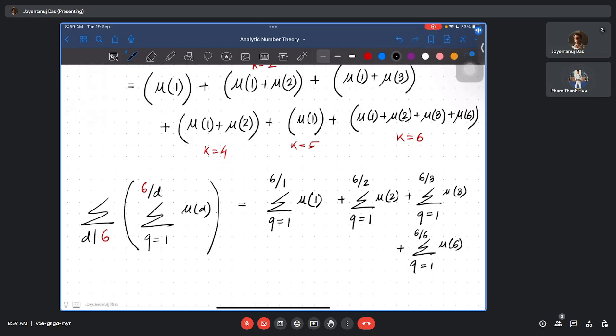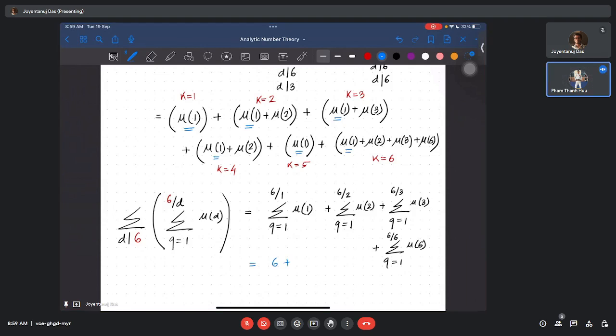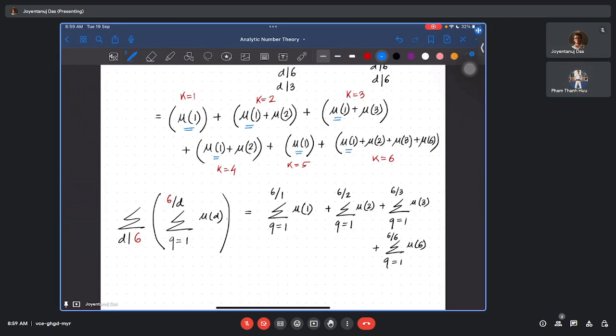So this is actually counting how many mu of 1s are there. Here you can see there is 1, 2, 3, 4, 5, 6, and here also you can see that it is 6. So it is 6 times mu of 1. Next, mu of 2 is counting. So here it is 1 time, 2 times, and 3 times. So 6 by 2 is 3. That's why it is 3 times mu of 2. Similarly, you can see 2 times mu of 3 is coming, and mu of 6 is only 1 time. So here also you can see it is 1 time.